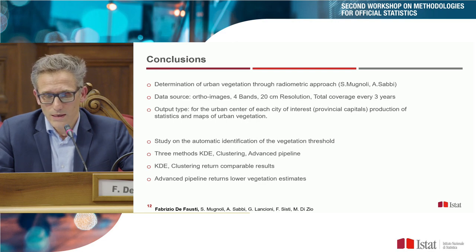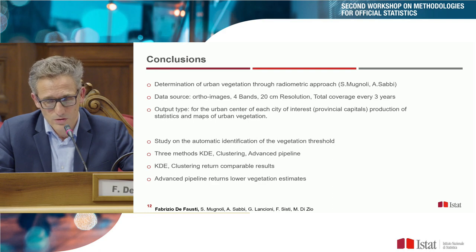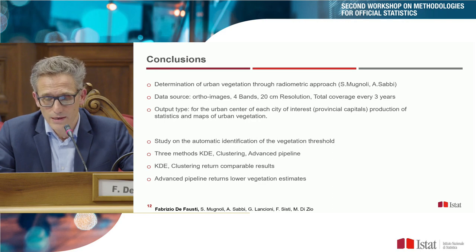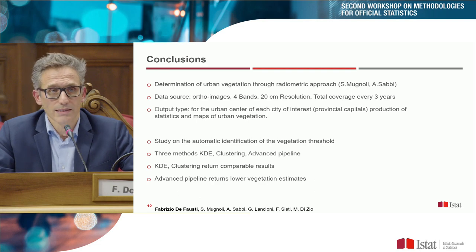So in conclusion, we determined the urban vegetation through a radiometric approach. The data sources are orthoimages with 20 centimeters of resolution that have a period of every 3 years. The output, for the urban center of each city of interest, the provincial capitals, we want to produce statistics and a map of urban vegetation. Our study is about an automatic identification of the vegetation threshold. We use three methods: KDE, clustering, and advanced pipeline. KDE and clustering return comparable results. Advanced pipeline returns a lower vegetation estimate.